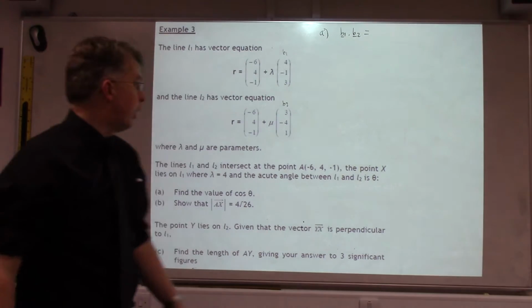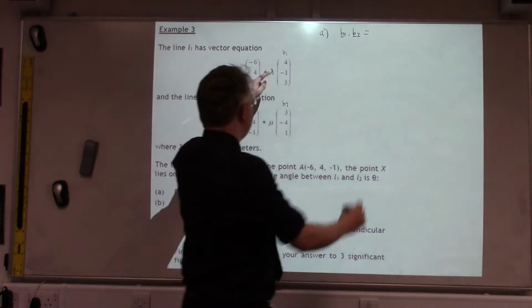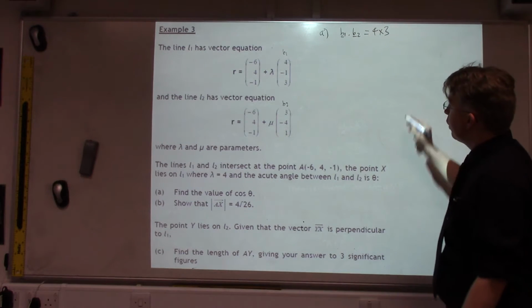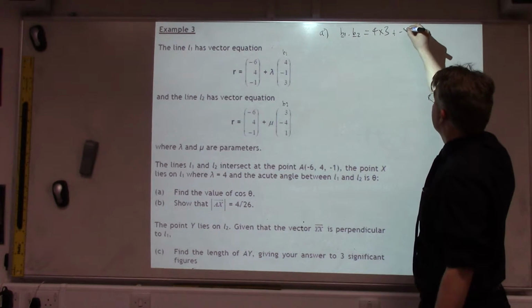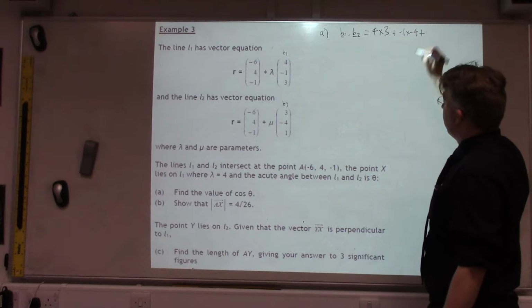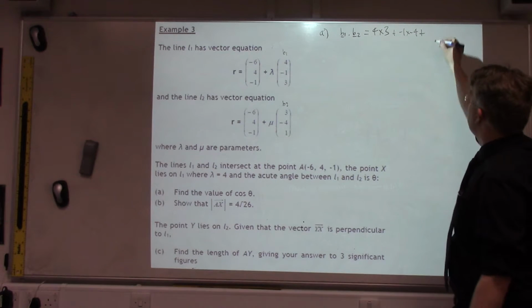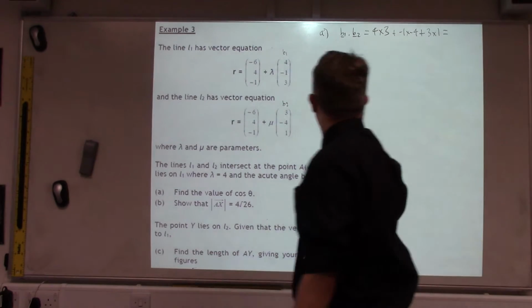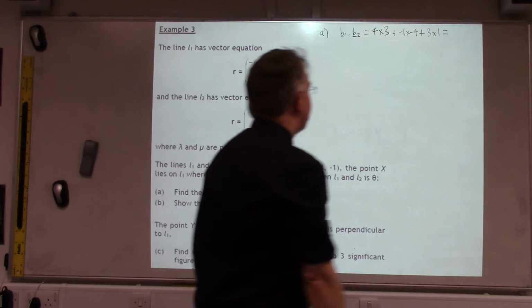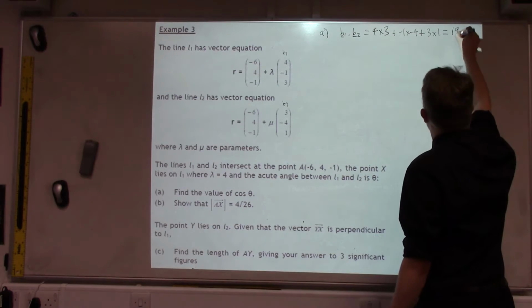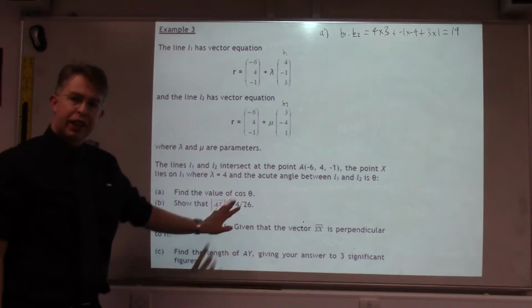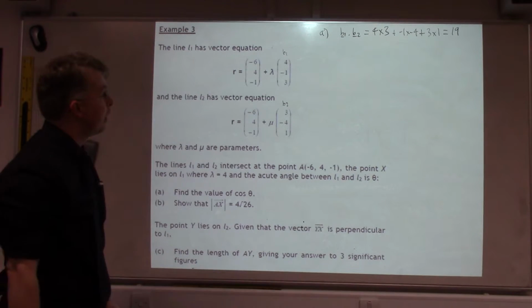B1 dot B2, multiply the x's, 4 times 3, multiply the y's, minus 1 times minus 4, multiply the z's, 3 times 1, and calculate. So 12, 16, 19. Note that we're asked for cos theta here and not the actual angle theta.